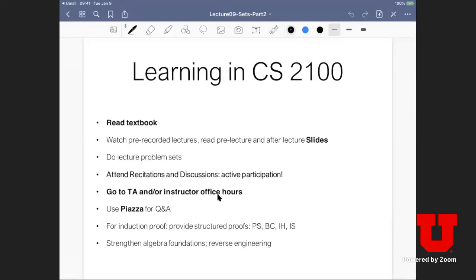Of course, attend recitations on Tuesdays and discussions on Thursdays, and actively participate during those classes. And if you have additional questions, please go to TA or instructor office hours. We have office hours every weekday, and please use Piazza for Q&A. Especially for induction proofs, try to put some structure in the proof. For example, problem statement, base case, induction hypothesis, and induction statement.